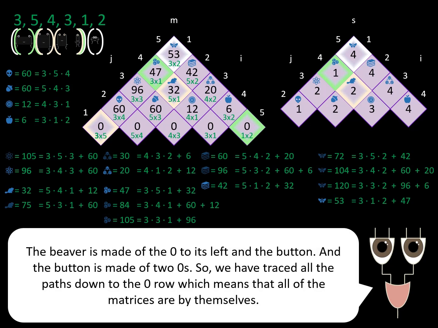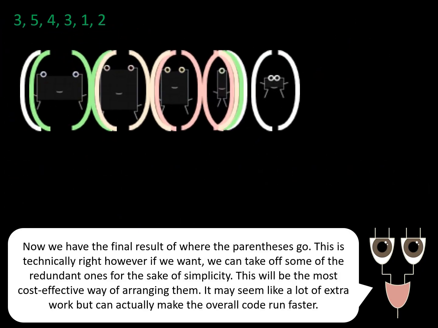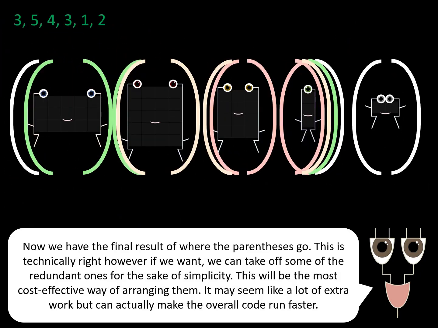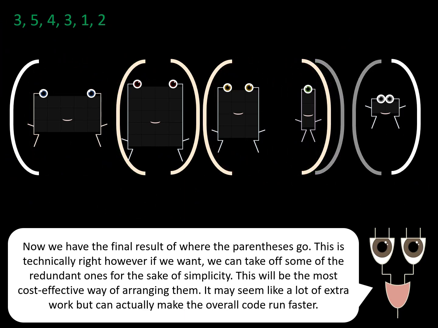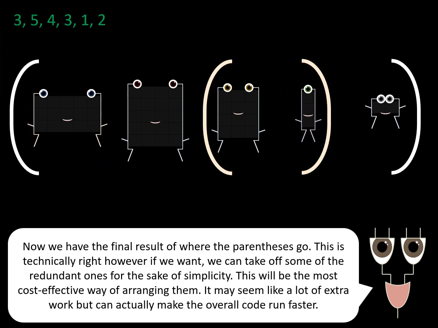The beaver is made of the 0 to its left and the button is made of 2 zeros. So we've traced all the paths down to the 0 row, which means that all of the matrices are by themselves. Now we have the final result of where the parentheses go. This is technically right. However, if we want, we can take off some of the redundant ones for the sake of simplicity. This will be the most cost-effective way of arranging them. It may seem like a lot of extra work, but can actually make the overall code run faster.